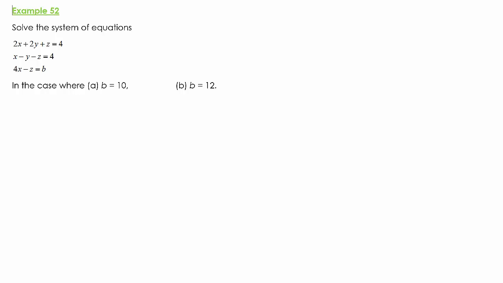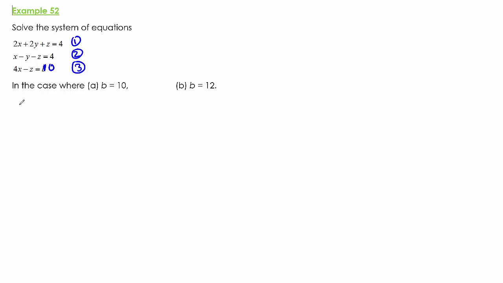We want to solve the system of equations given here in the case where b is 10. So initially this one's going to be 10. Let's call them equations 1, 2 and 3. And equation 3 has x and z. So between 1 and 2 it would be nice to get rid of y.